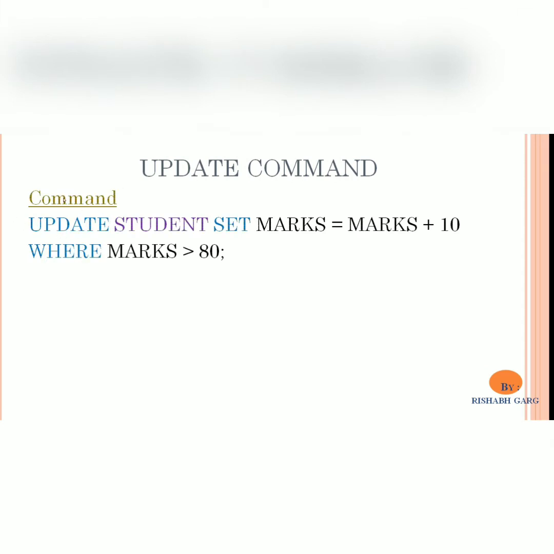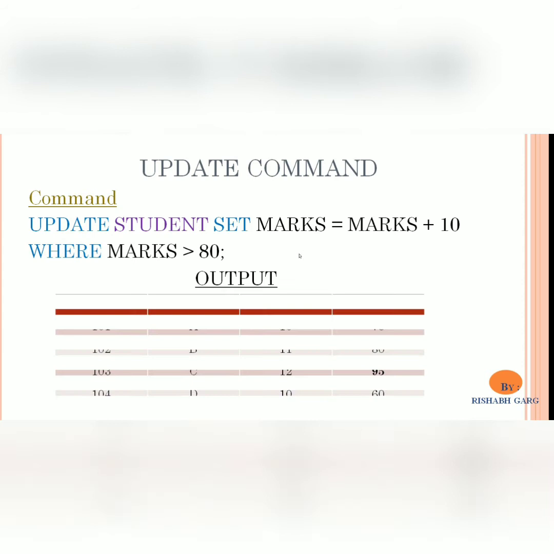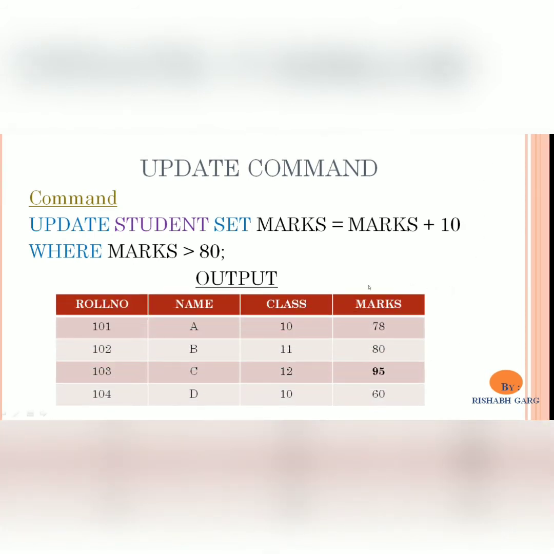First, we will write the update command. After that, we will write the table name, that is student. Then after, we will use the set keyword. After that, we will write the column's name along with the values in which we want to modify a record. After that, we will use the where clause, and here we will write the condition that is already given in the query, that is marks greater than 80. And at last, we will write the semicolon for terminating the command. When we execute this command, then the following result will be displayed. Here only those records will be modified whose marks is more than 80. I hope it's clear to all of you.